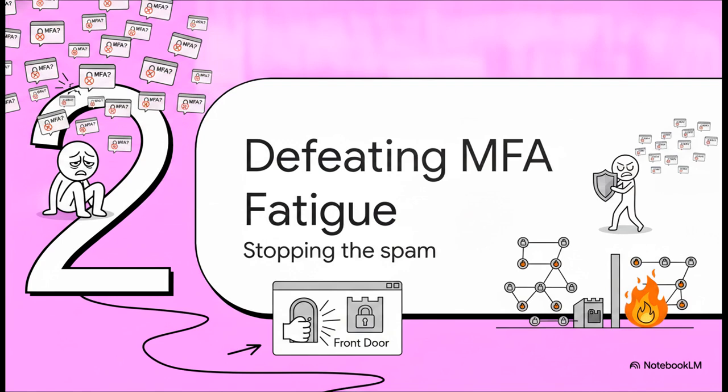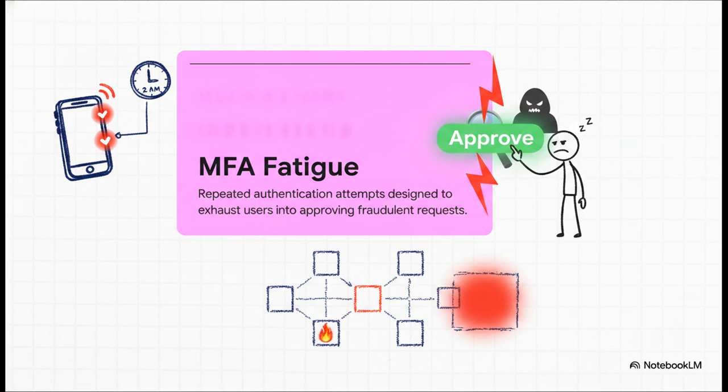Moving right along to Section 2, defeating MFA fatigue. Because if they can't steal the code, they'll try to wear you down. Modern hacking is incredibly psychological. Even when attackers realize they can't easily steal a cryptographic code, they aren't just going to pack up and go home. Hawk's Hunt defines MFA fatigue, which you might also hear called MFA bombing, as a cyber threat where attackers repeatedly attempt to authenticate an account using secondary methods like push notifications, simply to exhaust the user.